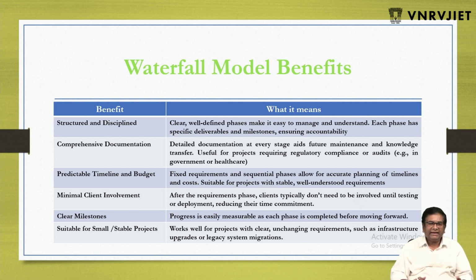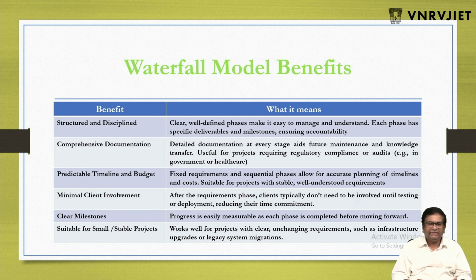Now the next one is clear milestones. As specified earlier, the waterfall model is very structured and disciplined. So there are milestones, like 10% of the work is done, 20% of the work is done. Like that, in the development phase as well as the other phases, there are certain milestones that specify the product stage. That's why it's very clear to understand how the progress is made.